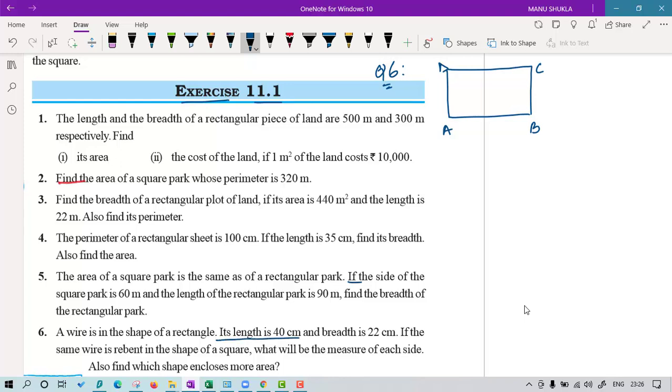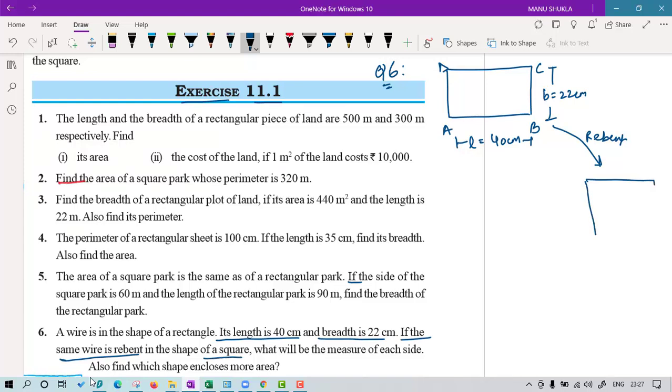centimeter. So given to us is the length 40 centimeter and the breadth 22 centimeter. Both the units are in centimeter, so no problem. If the same wire is rebent and a new shape is made out of that, a square like this, and let me call it EFGH. Class, first read the question: what will be the measure of each side? So this is A units, A units, A units and A units.